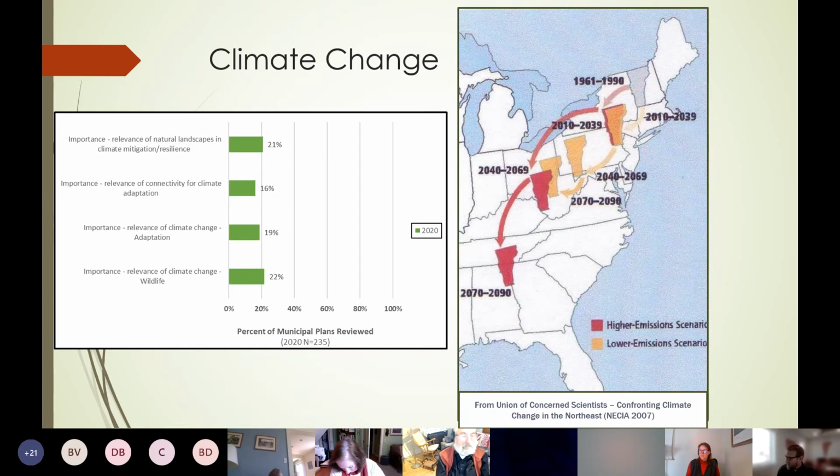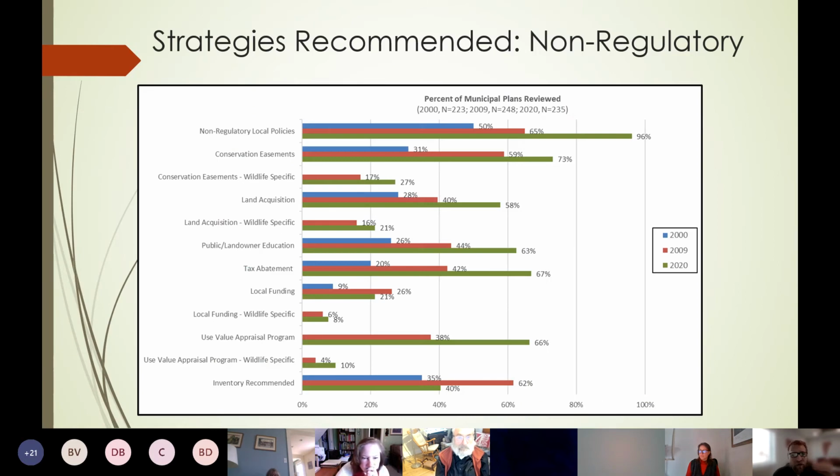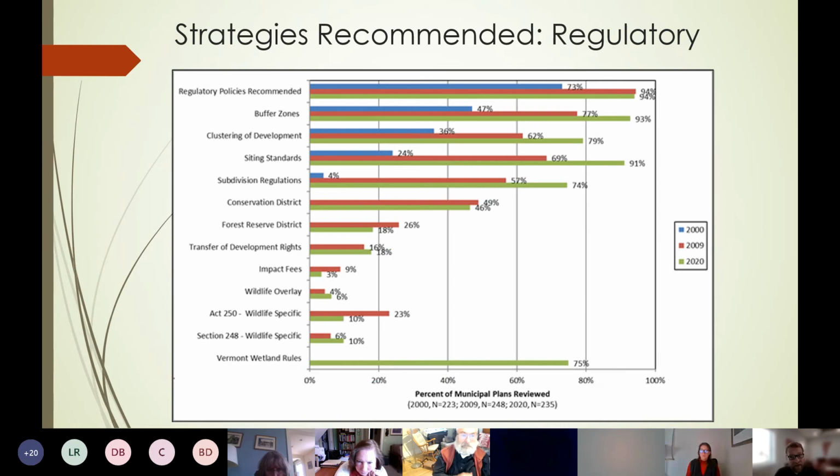And so I'll just, I see we're out of time, but I just wanted to show you that there's incredible support for non-regulatory tools related to a whole variety of climate-related endeavors, conservation easements and land acquisition and tax abatement programs. So there's real support for those non-regulatory strategies. 96% of all town plans are recommending the utilization of those. And there's actually surprising support for regulatory policies as well.